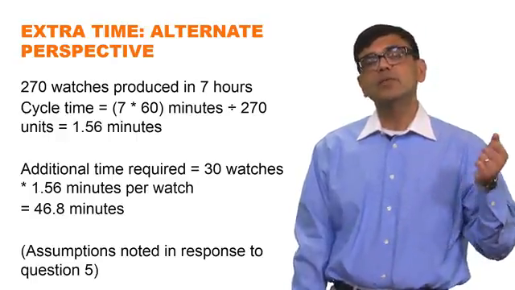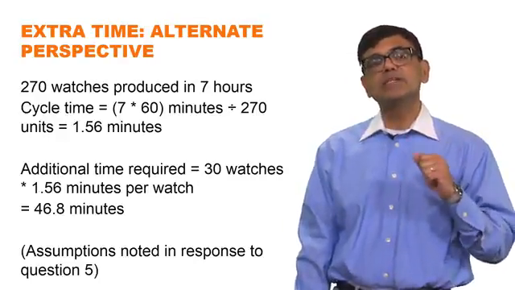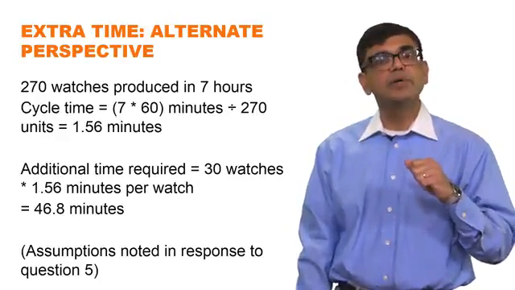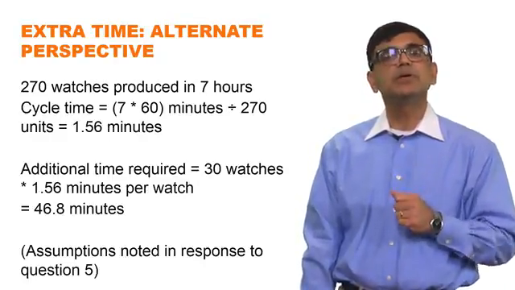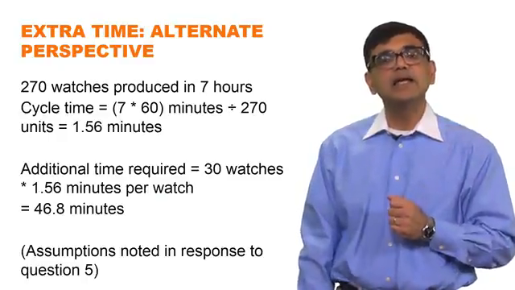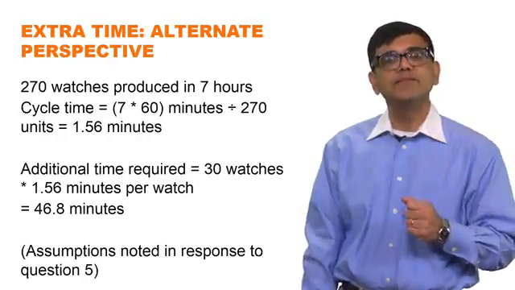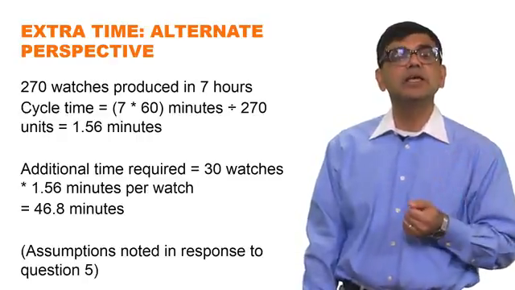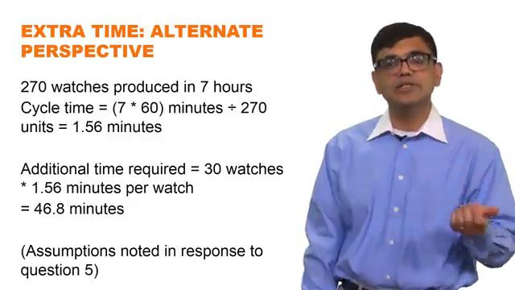What's the difference between this and the previous perspective? In the previous perspective, we said that they were still producing at the rate of 1 watch every 1.4 minutes, and here we're saying that each watch requires 1.56 minutes because they're simply working at 90% of the efficiency throughout the time, right?